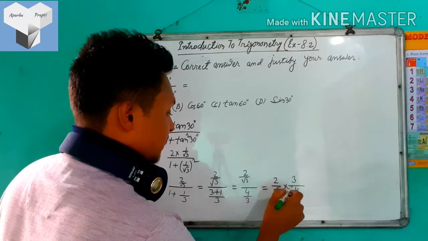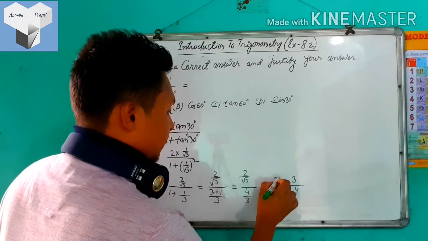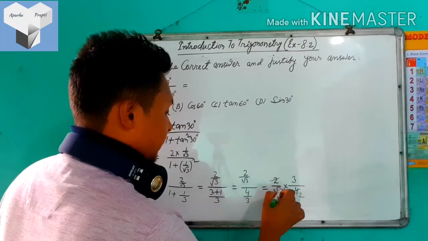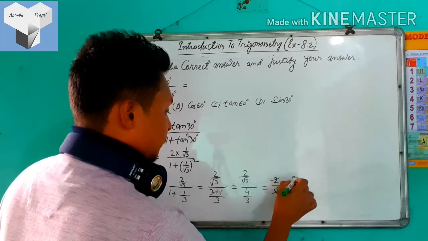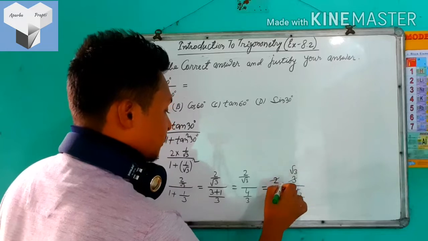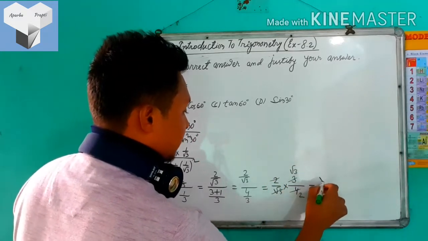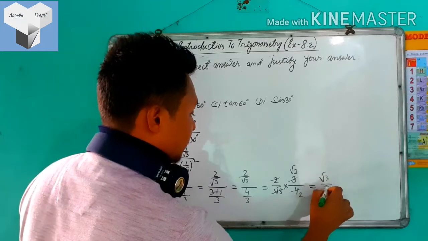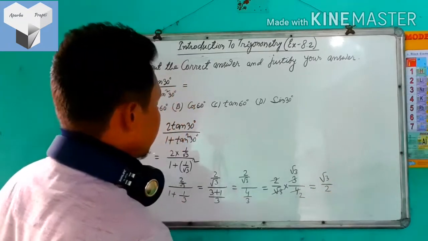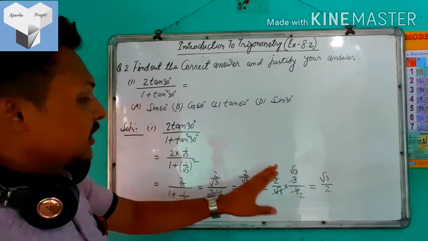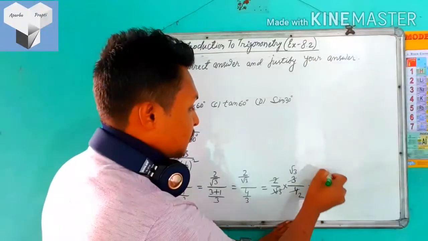Now we need to simplify them if possible. On cancelling this, it will go 2 times, and after dividing this 3 by this root 3, it will go root 3 times, because root 3 into root 3 is 3. And after cancellation, the simplified value remains as root 3 by 2. Okay, so this is the simplified value of this expression, that is root 3 by 2.